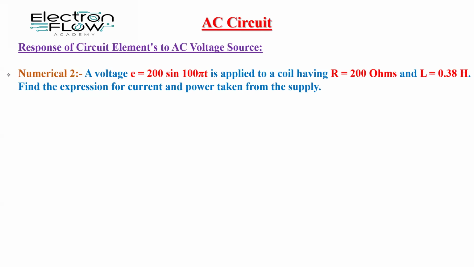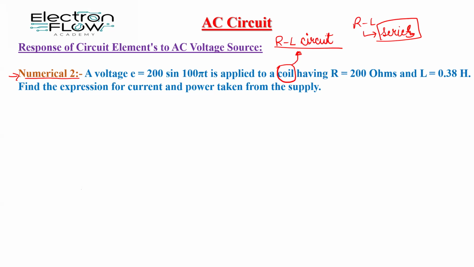So today we are going to discuss another problem, numerical number 2, based on the RL circuit. In such questions, it is not mentioned that the resistance and inductor are connected in series. Instead of this, they use another word, which is known as the coil. Coil means the resistance and inductance are connected in series. This is how we can identify that both elements are connected in series.